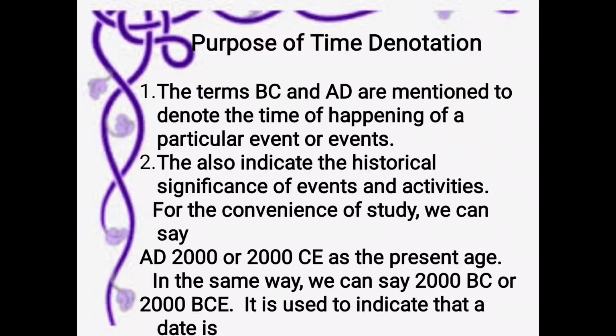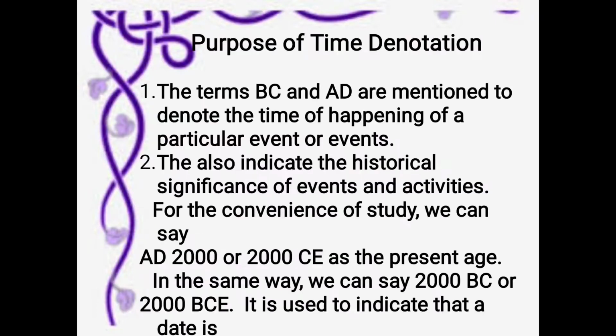For the convenience of study, we can say that AD 2000 or 2000 CE is the present age. In the same way, 2000 BC or 2000 BCE is used to indicate that a date is before the Christian era or the Common Era.